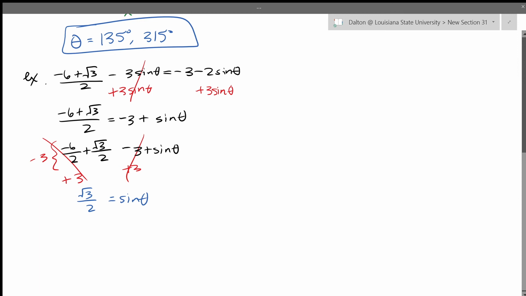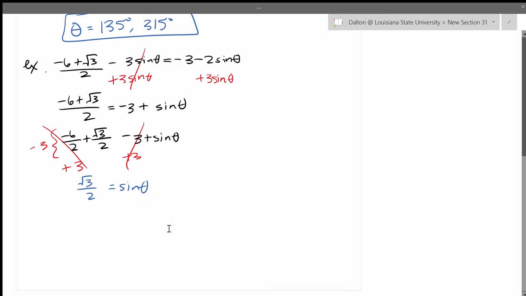So you successfully isolated your trig function, and you want to figure out what value or values of theta make this true. Well, things to remember, your sine is a y value. So looking at your unit circle, I want to know where is my y value square root of 3 over 2. The other thing to know is that it's also positive.